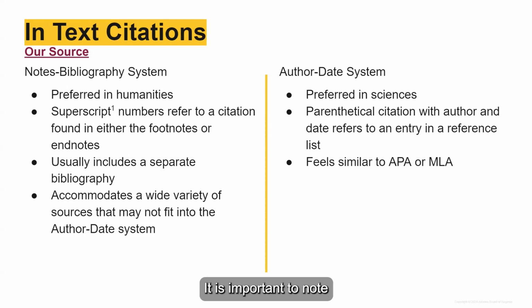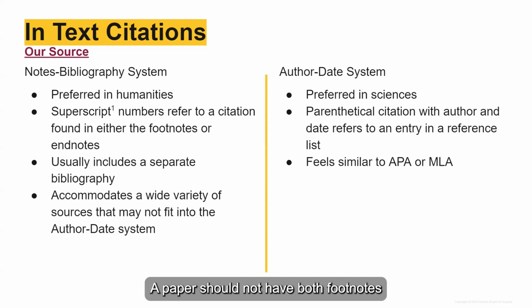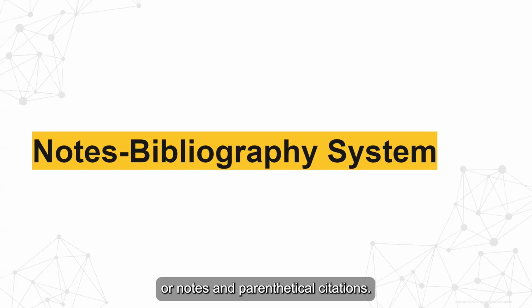It is important to note that you do not do both of these citation styles within Chicago style. You must pick one or the other. A paper should not have both footnotes or endnotes and parenthetical citations. We will first cover the Notes-Bibliography System.